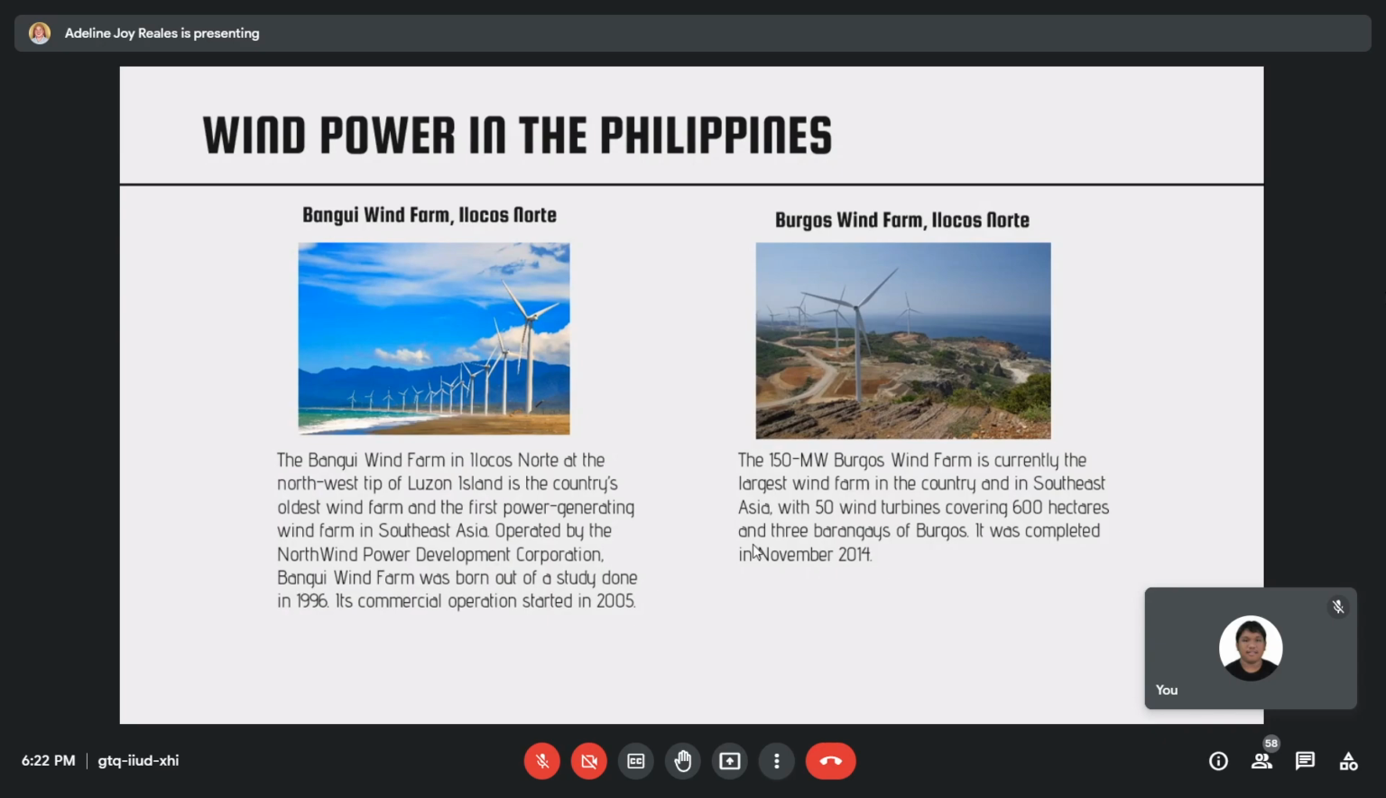Next is the Burgos Wind Farm in Ilocos Norte. The 150 megawatts Burgos Wind Farm is currently the largest wind farm in the country and in Southeast Asia, with 50 wind turbines covering 600 hectares and 3 barangays of Burgos. It was completed in November 2014.